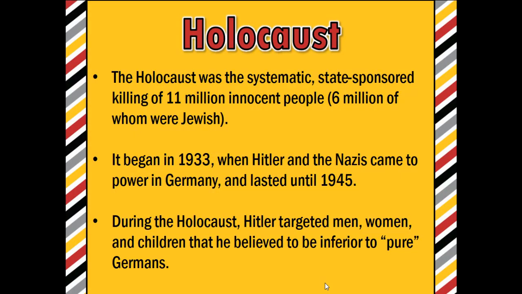The Holocaust was the systematic, state-sponsored killing of 11 million innocent people, 6 million of whom were Jews. It began in 1933 when Hitler and the Nazis gained power in Germany and lasted until 1945. During the Holocaust, Hitler targeted men, women, and children he felt to be inferior or beneath the pure Germans.